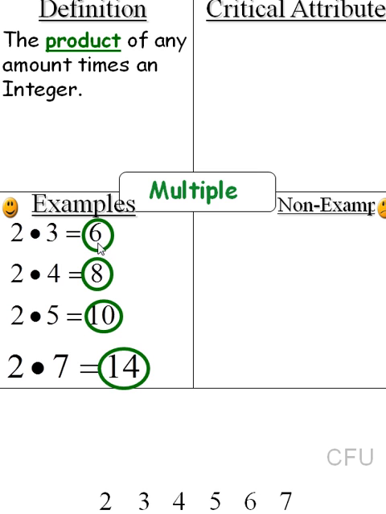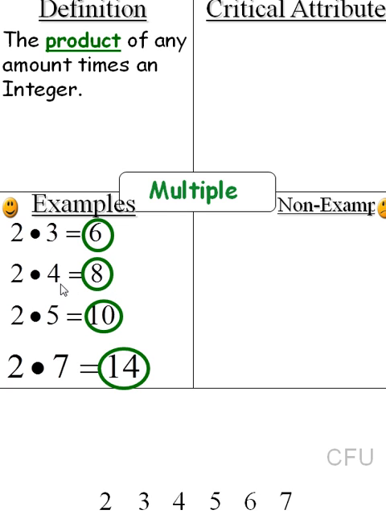Everybody look up. 6 is a multiple of 2 because it says here the product of any amount times an integer. So let's see. Are they multiplying here? Yes. So the answer of a multiplication is a what? A product. So let's see. The 6 is a product of 2 and 3. So 6 is a multiple of 2, and 6 is a multiple of 3.